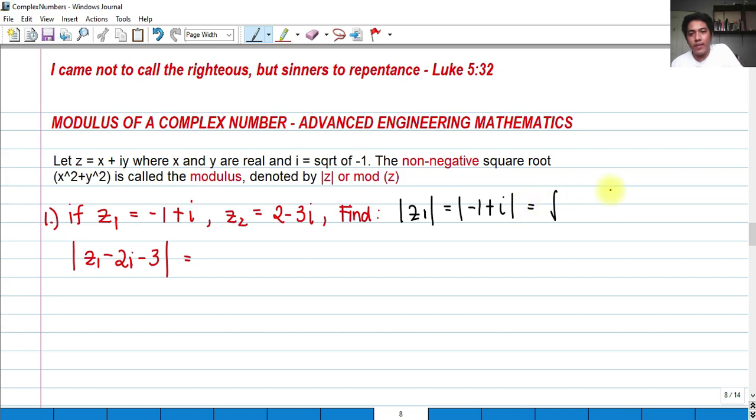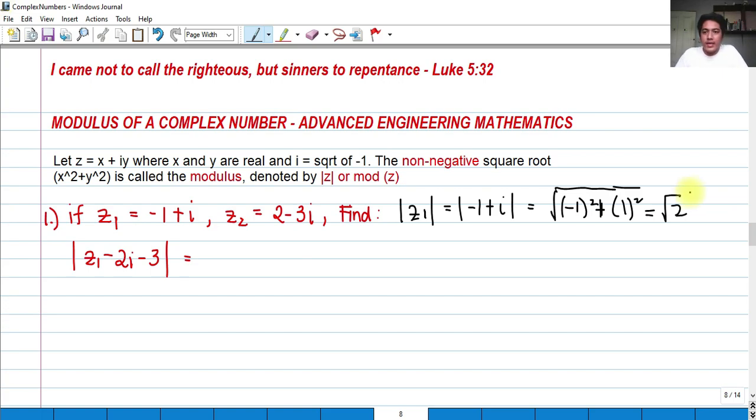So we simply get the square root of the sum of the squares of x and y. In this case, the x here is -1, squared, plus whatever the coefficient of the imaginary part is. We have an i here, and the coefficient is 1, so that's 1 squared. So the modulus of this is simply the square root of 2.